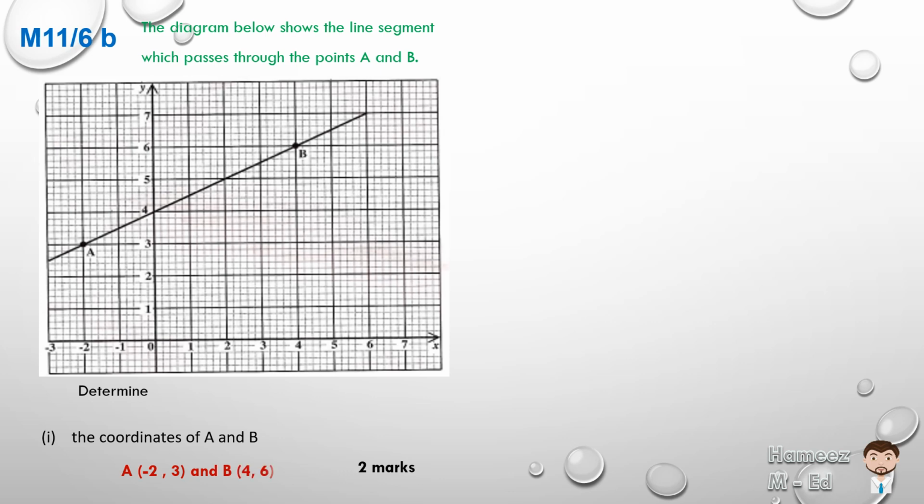And x is 4, and the y value, when we go across to the left, will be 6. So we got the 2 sets of coordinates for both points. Part 2, the gradient of the line segment AB.